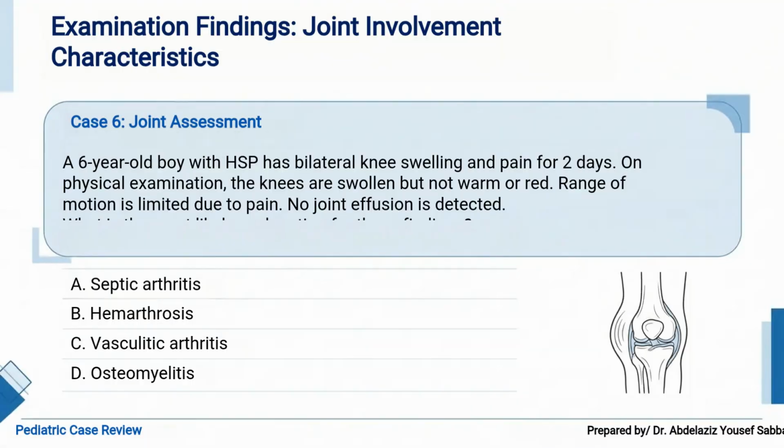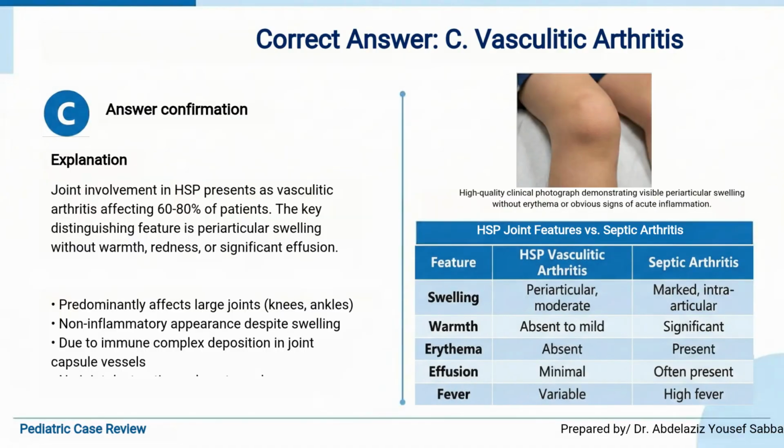Case 4. A 6-year-old boy with Henoch-Schönlein Purpura has bilateral knee swelling and pain for 2 days. On physical examination, the knees are swollen but not warm or red. Range of motion is limited due to pain, and no joint effusion is detected. What is the most likely explanation for these findings? Option A, septic arthritis. Option B, hemarthrosis. Option C, vasculitic arthritis. Option D, osteomyelitis. The correct answer is option C, vasculitic arthritis.